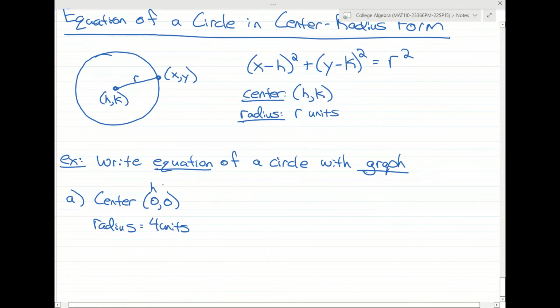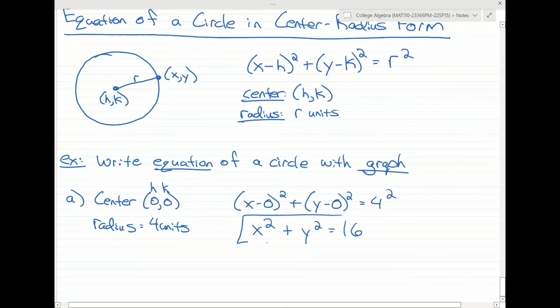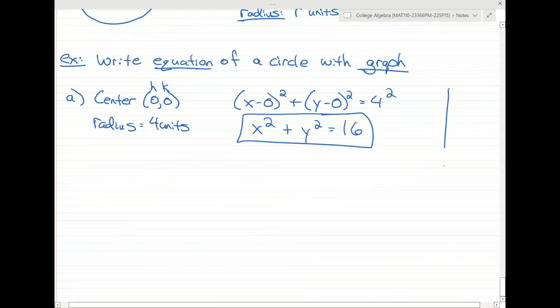We're going to plug in 0 for h, 0 for k. The radius is 4, we're just going to square it. So we get x squared plus y squared is equal to 16. That would be the equation of the circle. Very simple to do. If we were going to graph it, the center's at 0, 0, and you just go 4 units out in all directions. Just do your best to connect them in a smooth way. That's how you do it.